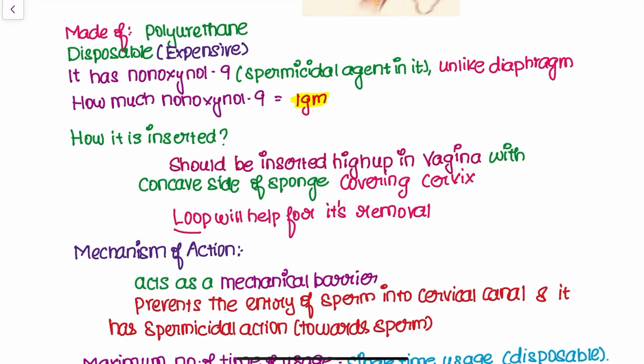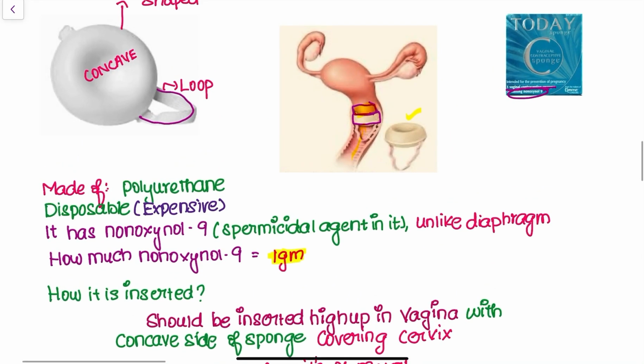The Today Sponge comes with a loop because when the female is going to remove the sponge later on, the loop can help in its removal. So if she grasps the loop, she can just remove the Today Sponge out of the vaginal canal. So the main reason it is provided with a loop is for ease of removal.